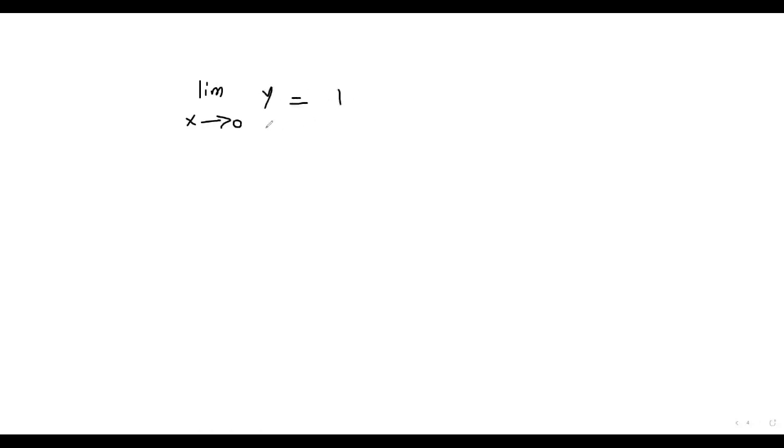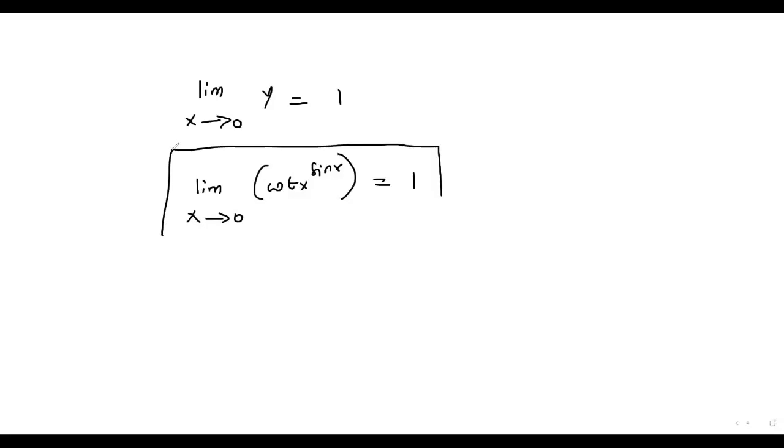So we got limit x tends to 0, y equals 1. Already we know what y equals, because we have considered the given function, that is cotangent x to the power of sin x. We have assumed the variable y for cotangent x to the power of sin x. So now y can be replaced by cotangent x to the power of sin x, equals 1. So I have evaluated the given limit, that is limit x tends to 0, cotangent x to the power of sin x, which is equal to 1.